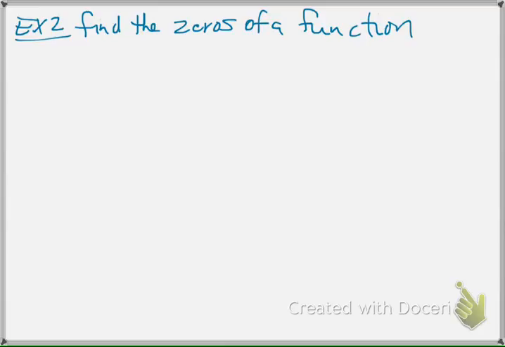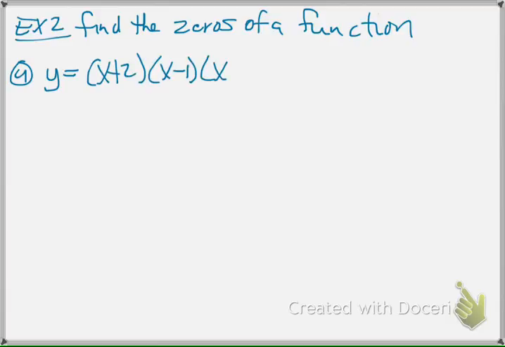So we're going to go ahead and get started with example 2. Here we're finding the zeros of a function. So we've already done find the factors. We did the factors, but for a 0, remember, we have to set each parentheses equal to 0. So, for example, they're going to give you something like this. Y equals, and this is super simple, x plus 2, x minus 1, x minus 3.